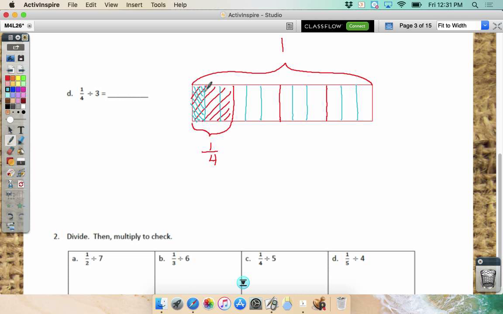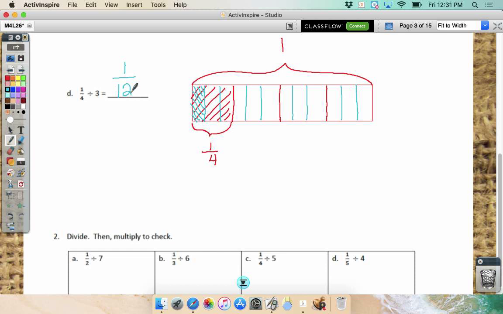So we should get what? Let me ask Javen, since he was gone. Javen, I know this is a fraction, right? So what do you think my denominator is? 12. You got it. Okay.